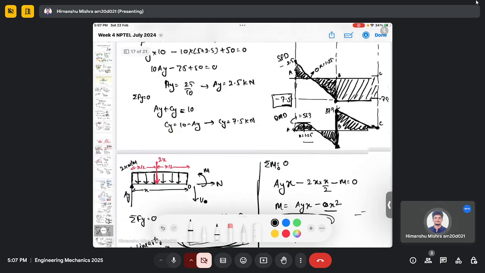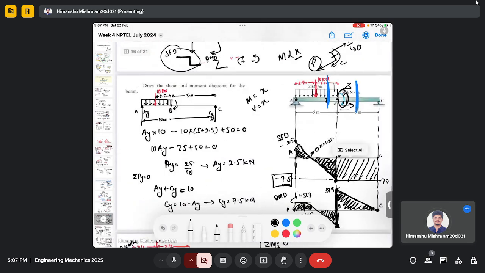So, any doubt in this question? Okay, then that's it for today's class. So, next class we will try to solve friction problems.